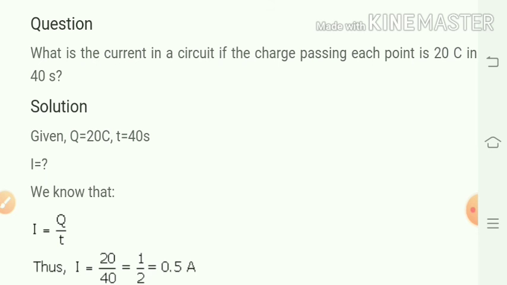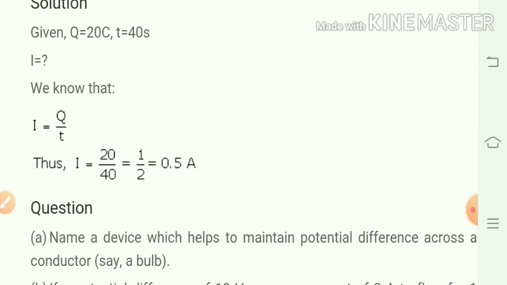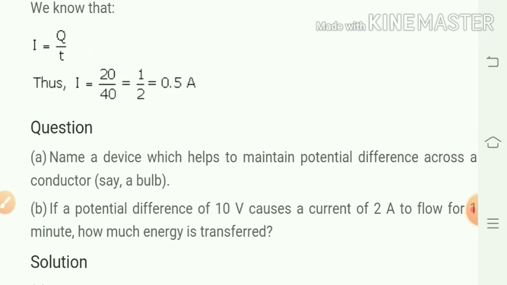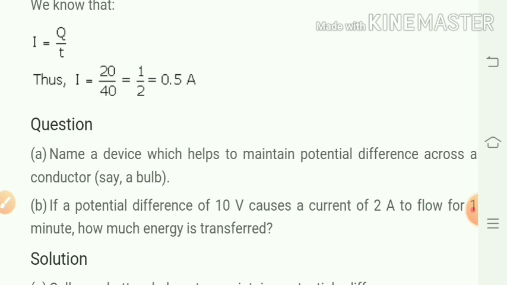What is the current in a circuit if the charge passing through each point is 20 coulomb in 40 seconds? Given that charge Q is 20 coulomb, time to pass this charge is 40 seconds, therefore I is equal to Q by T. Thus, 20 by 40, it becomes equal to half, that is, electric current flowing through it is 0.5 ampere.